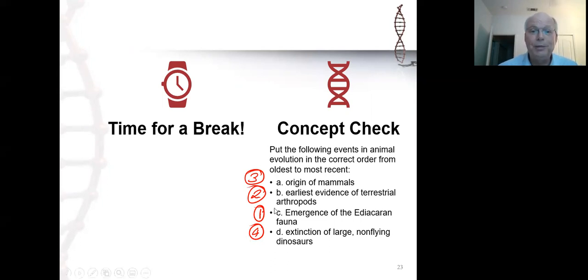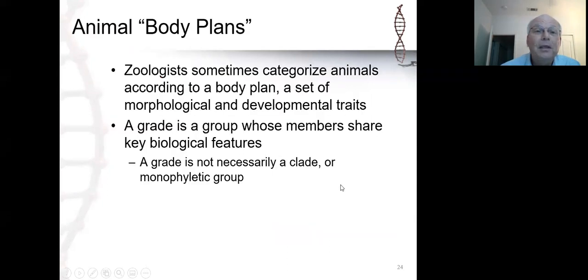So now we're going to talk about body plans, because that's the next section. So when we start thinking in terms of body plans, there are a number of features that we can use to describe animal body plans. And we're going to look at some of these features.